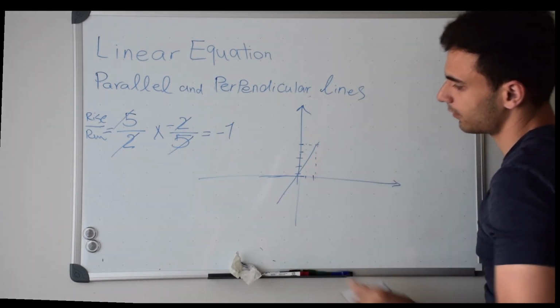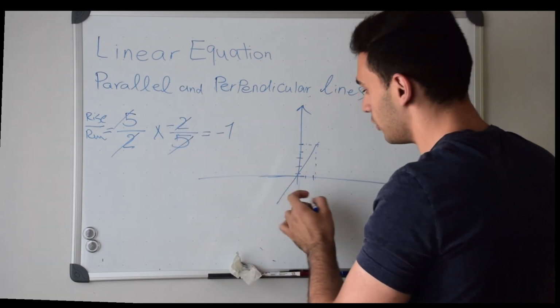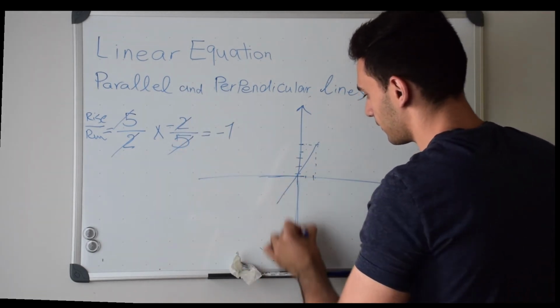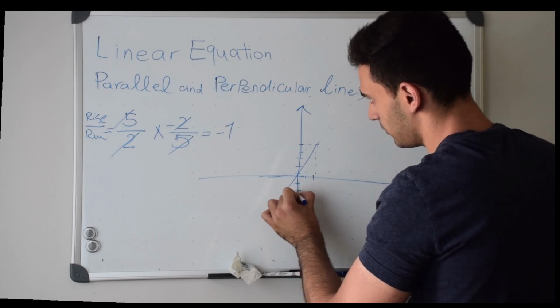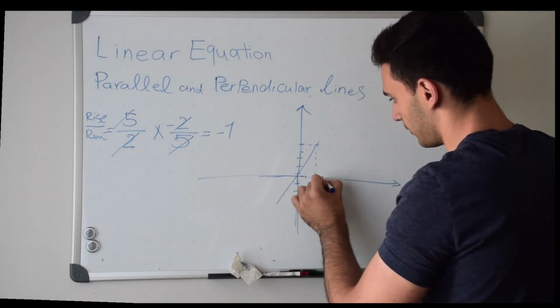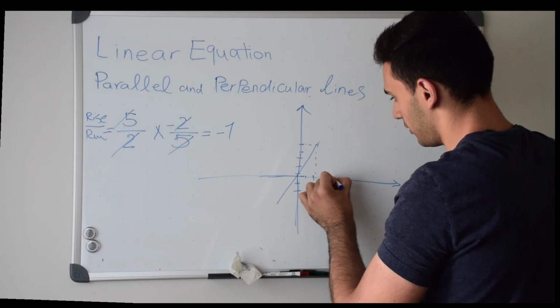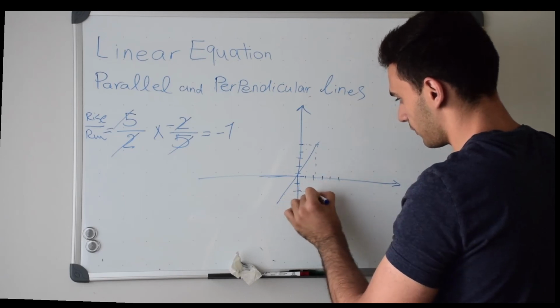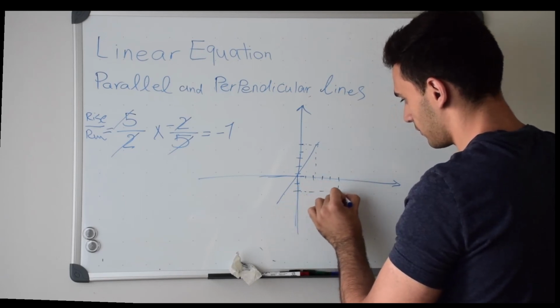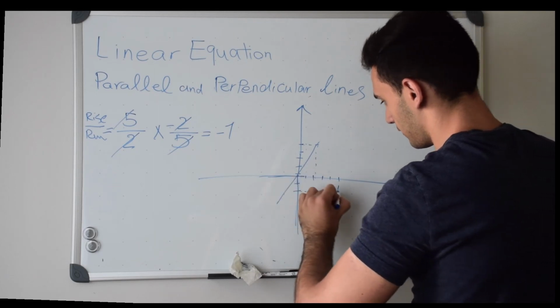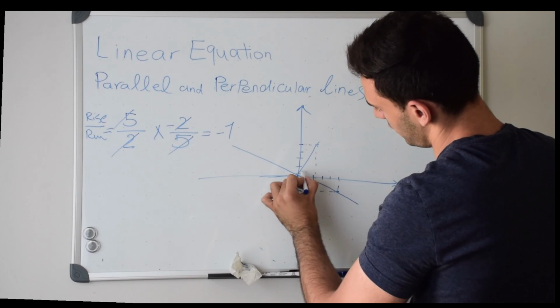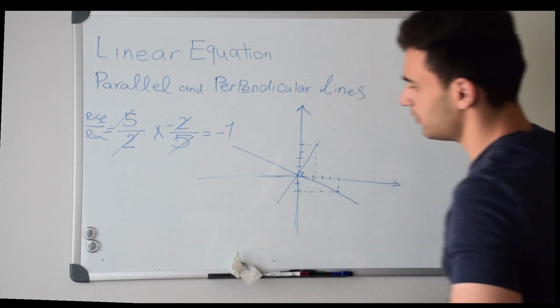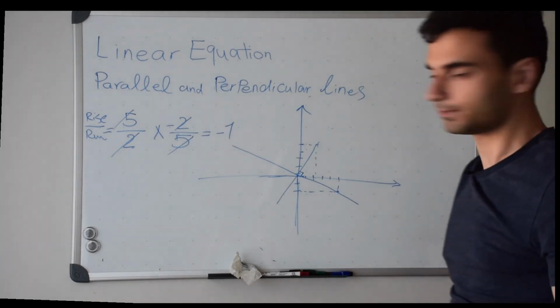One line, and the other line is -2 over 5. So for the other line here, -2 over 5: 1, 2, 3, 4, 5. Here. These two are perpendicular.